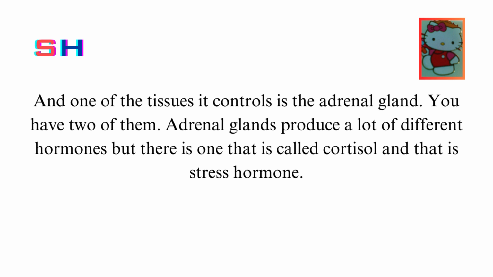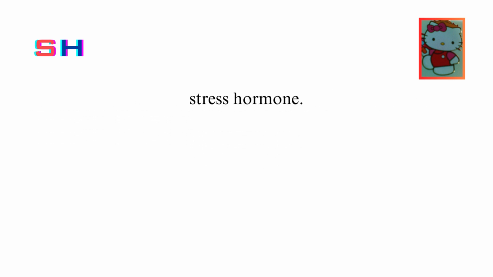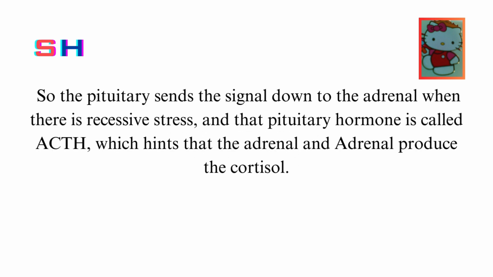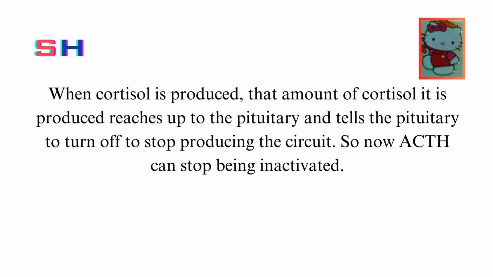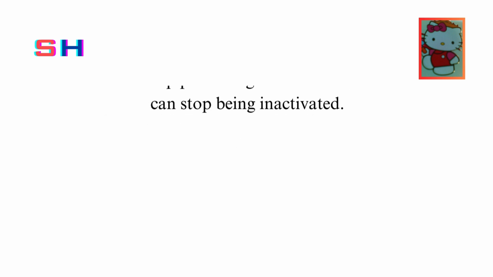Adrenal glands produce a lot of different hormones, but there is one called cortisol, and that is the stress hormone. So the pituitary sends the signal down to the adrenal when there is excessive stress, and that pituitary hormone is called ACTH, which hints the adrenal to produce cortisol. When cortisol is produced, it reaches up to the pituitary and tells the pituitary to turn off and stop producing the signal. So now ACTH can stop being activated.